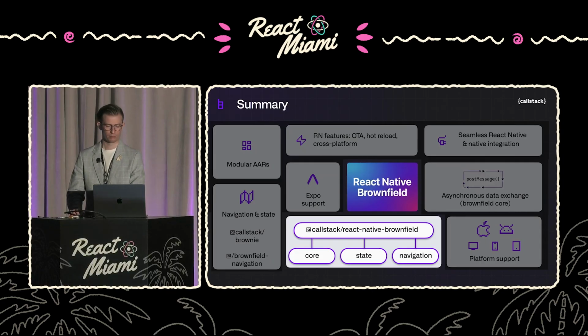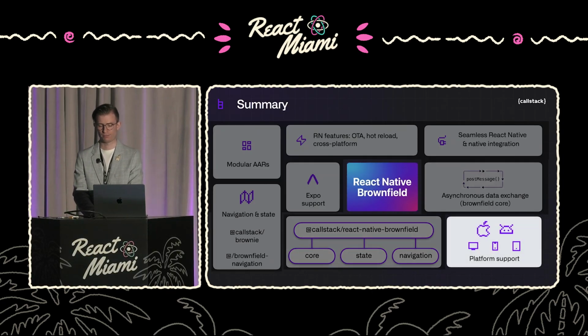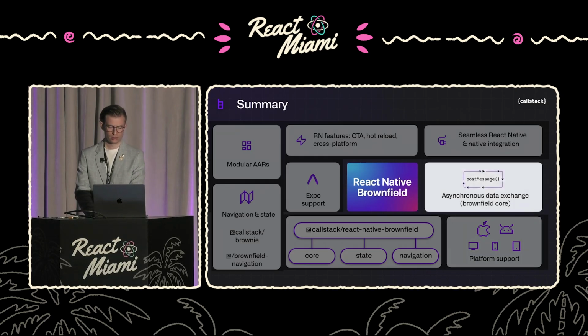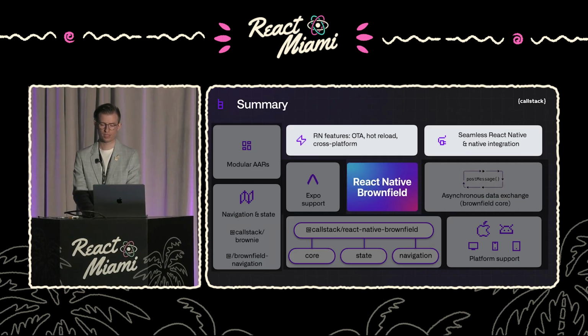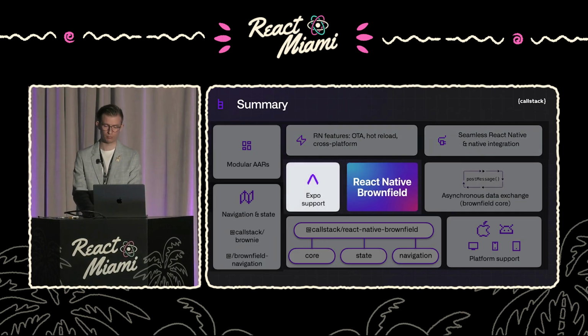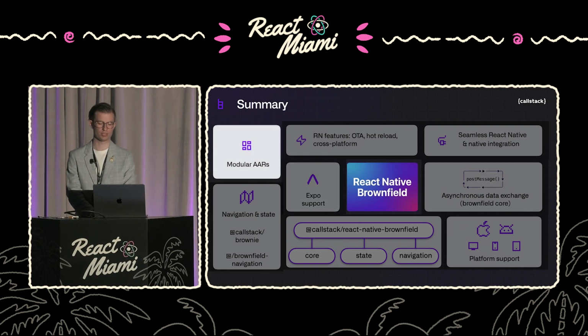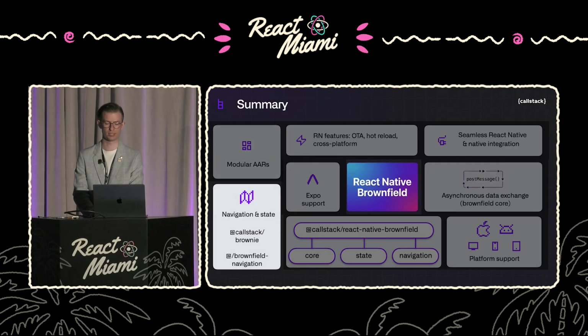So in summary, we have 3 packages: the core, the state, and navigation. Platform support is, as I said, Android, iOS, plus TVs. We have asynchronous data exchange inside the core, seamless integration to get all the React Native features, modular AARs for Android. We support Expo with an Expo config plugin. And finally, we have 2 modular packages for navigation and state.